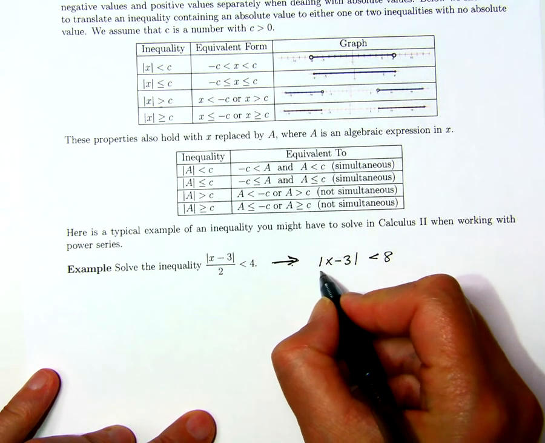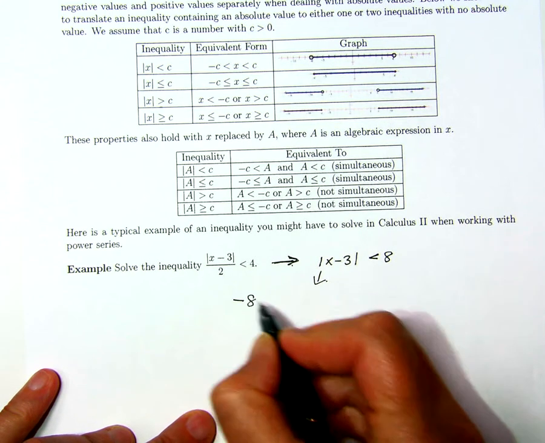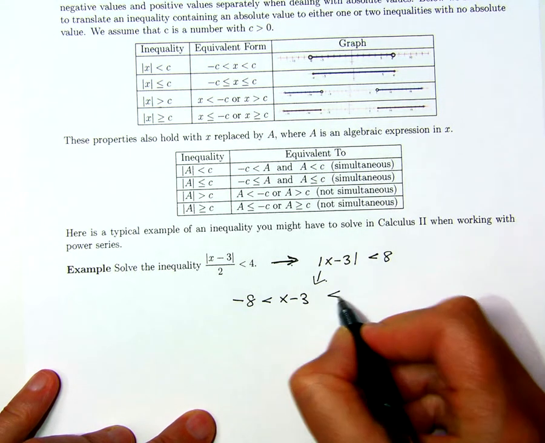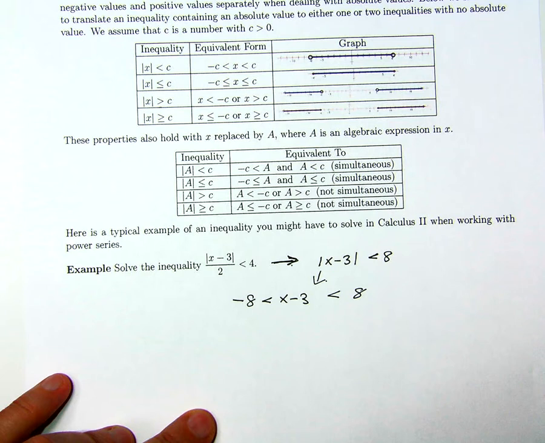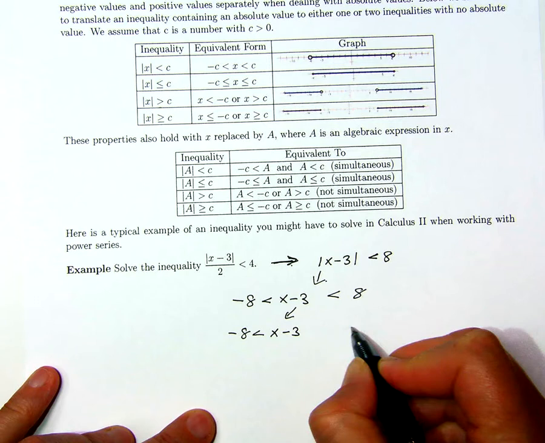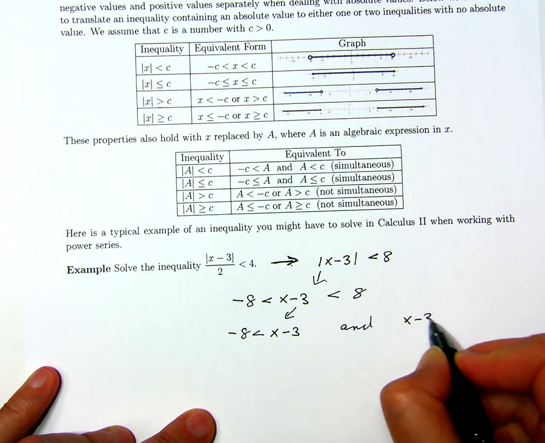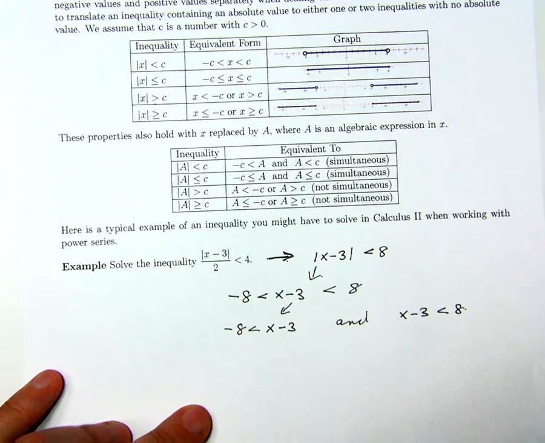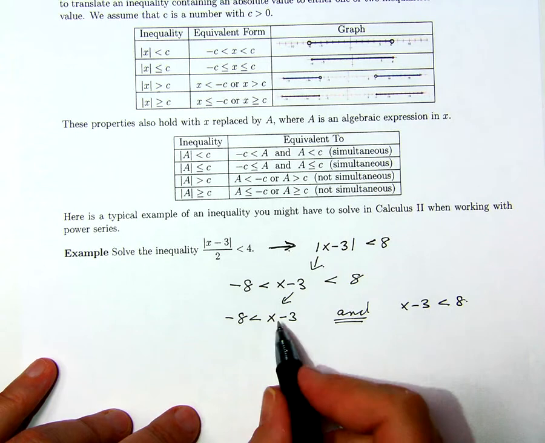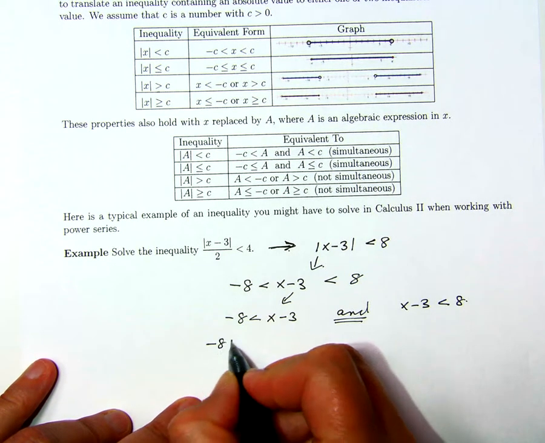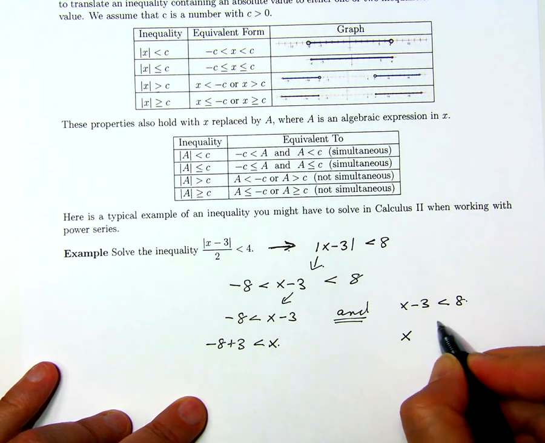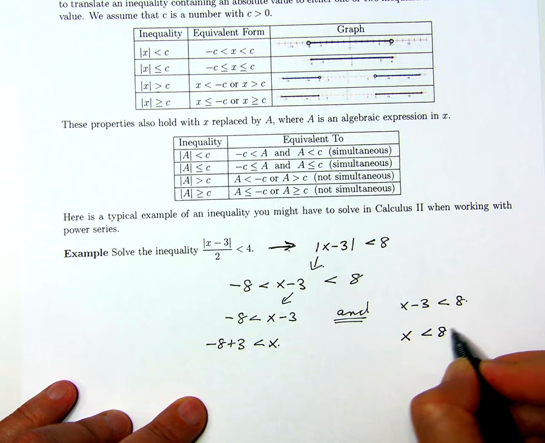Well, according to this analysis, this gives us two inequalities. So we must have minus 8 less than x minus 3 and x minus 3 less than 8. We can separate that into two inequalities if we like. And our solution is the set of all x which satisfies both. Now minus 8 less than x minus 3, I add 3 to both sides and I get minus 8 plus 3 less than x.